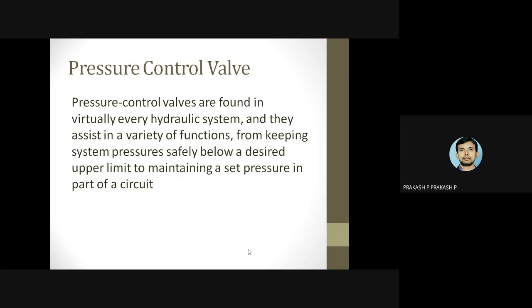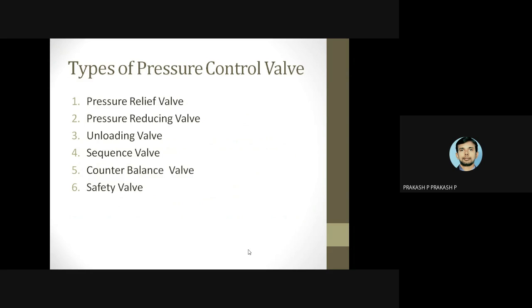Whenever the system has excess pressure, the pressure control valve removes that excess pressure. Next, the different types of pressure control valve: first, pressure relief valve; second, pressure reducing valve; third, unloading valve; fourth, sequencing valve; fifth, counterbalance valve; and finally, safety valve.